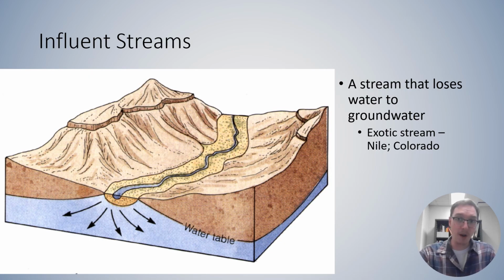So influent streams, moving away from the effluent stuff, is a stream that loses water to the groundwater zone, as I mentioned. Exotic streams, such as the Nile and the Colorado, are prime examples of influent streams. They're losing water once they get past the point where they're forming to the groundwater zone, and the water table kind of comes up to the stream rather than adding into the stream. So the water is flowing away from the stream. It's losing discharge as it goes downstream, all other things considered, compared to perennial streams, where water is being added.